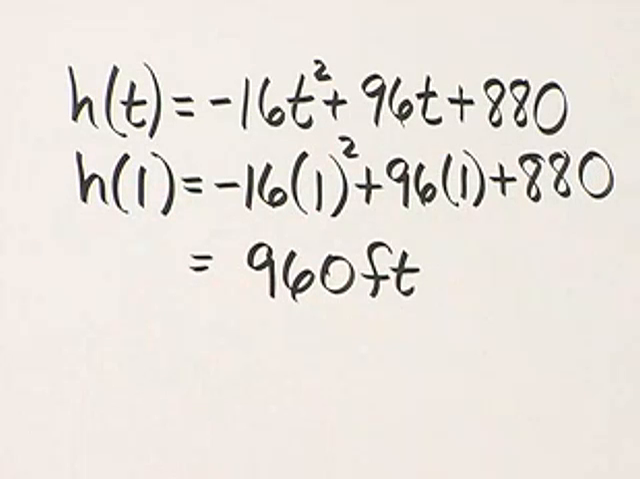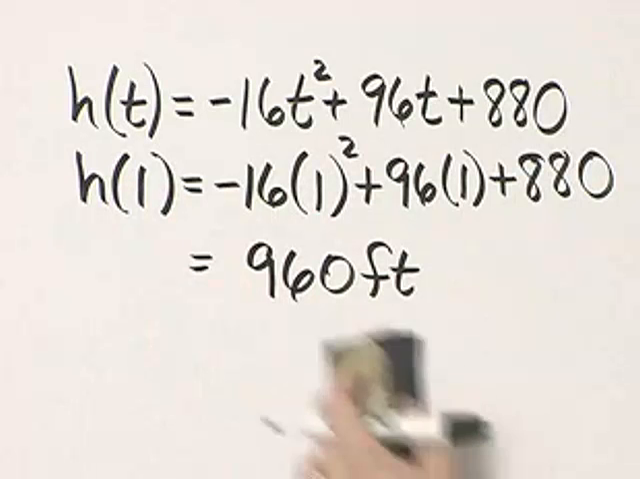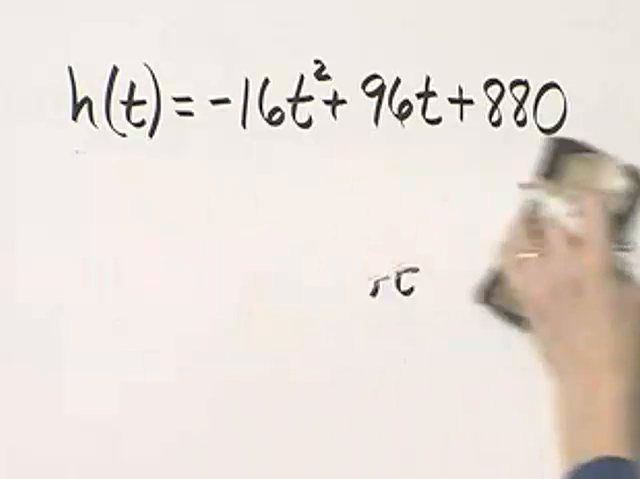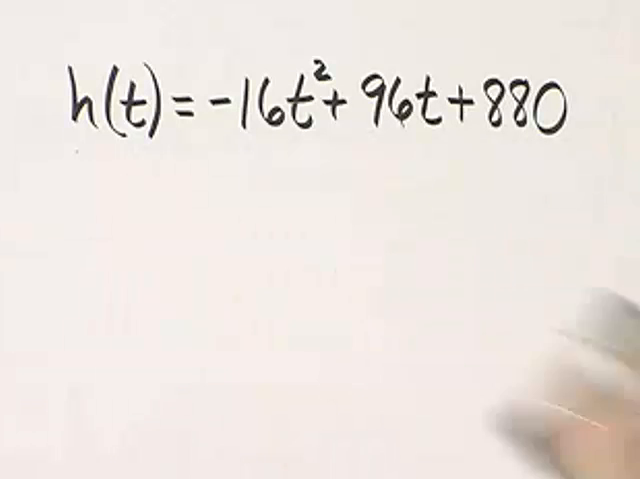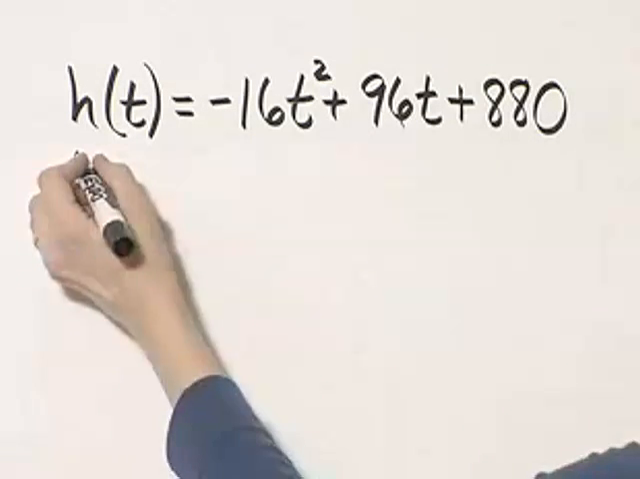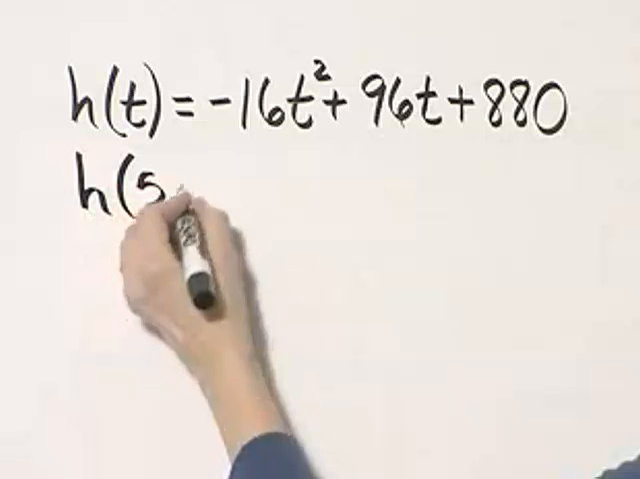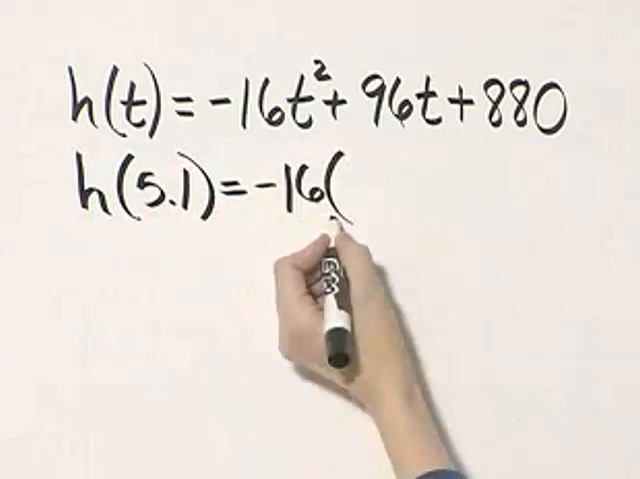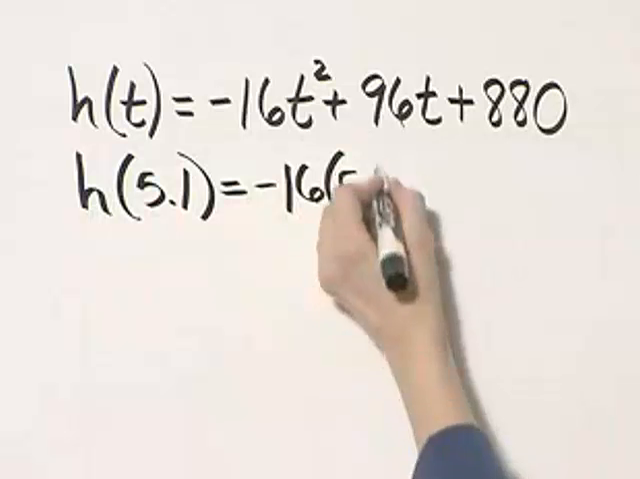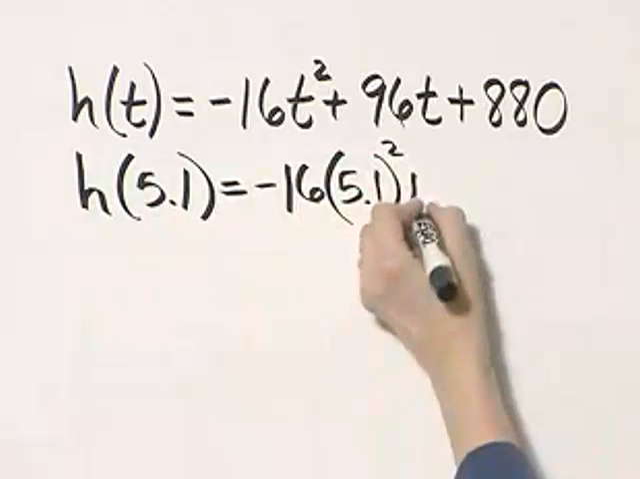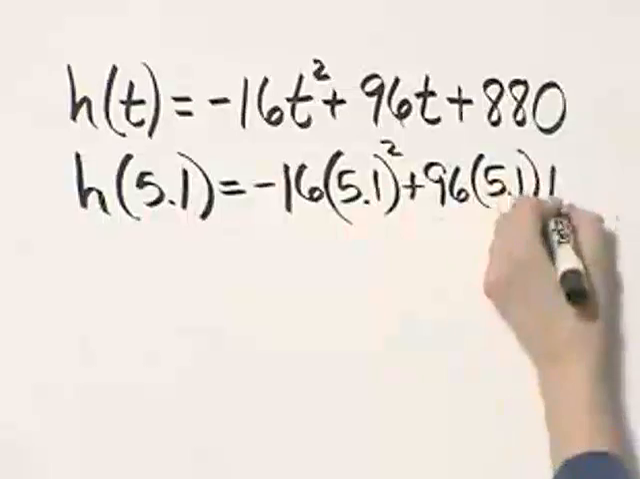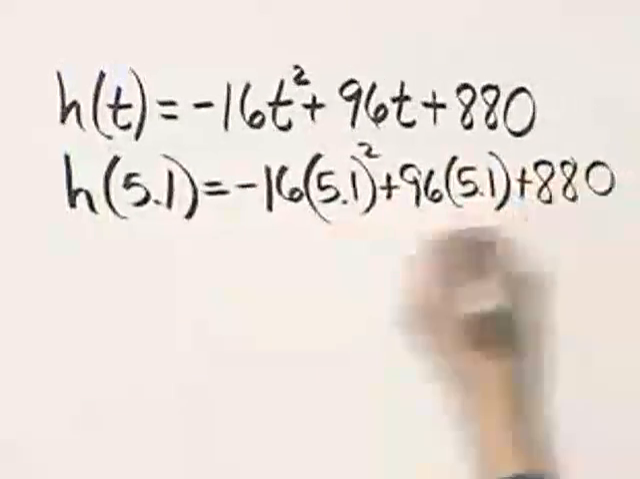Now, how do we find the height of the pebble when t is 5 1/10? That means after 5 1/10 seconds, we would find h of 5 1/10. So that's negative 16, be very, very careful, times 5 1/10 squared plus 96 times 5 1/10 plus 880.